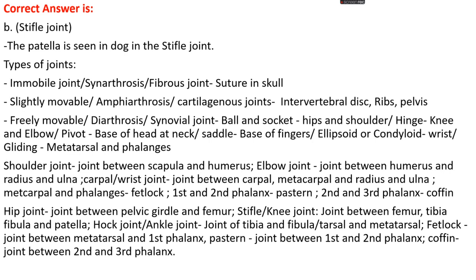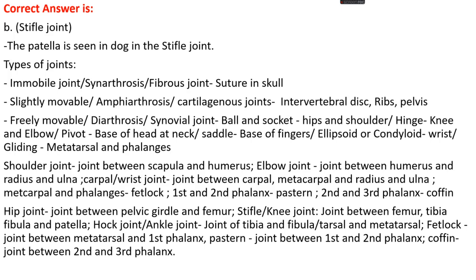Okay, and if we see the different types of joints present in the forelimbs, there is the shoulder joint, which is between the scapula and humerus, and the elbow joint, located between the humerus and the radius and ulna. There is the carpal or wrist joint, located between the carpal, metacarpal, and the radius and ulna. The joint between the metacarpal and first phalanx is known as the fetlock joint, between the first and second phalanx is the pastern joint, and between the second and third phalanx is the coffin joint.